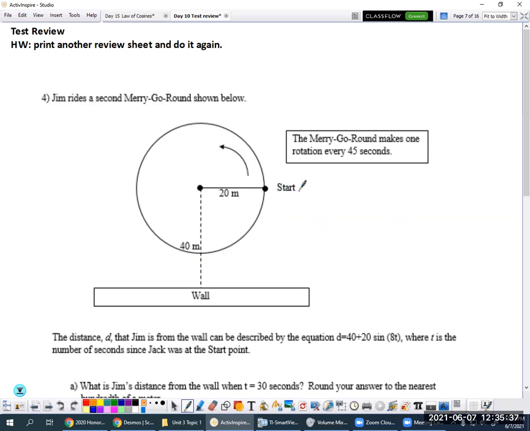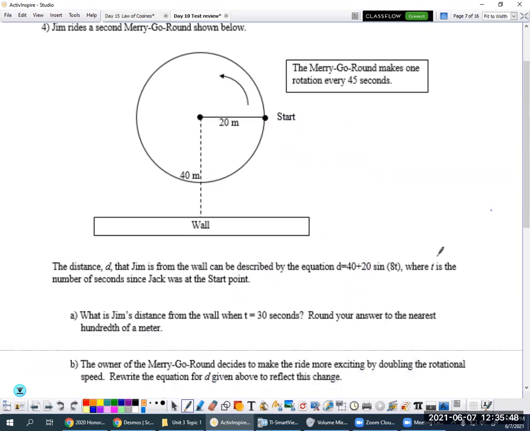So 30 seconds is not a nice fourth of 45 seconds. And I have an equation, which is so exciting. I was going to have to write one, but now I don't have to. So I can just drop in 40 plus 20 sine of 8 times 30. I'm going to grab my calculator, to the nearest hundredth, that's 22.68 meters.